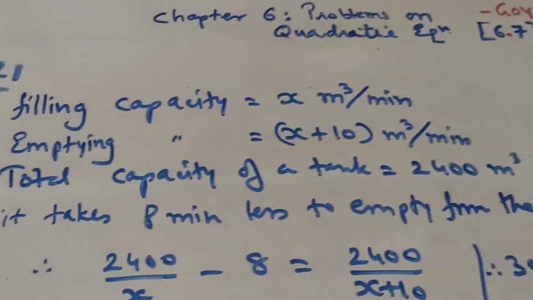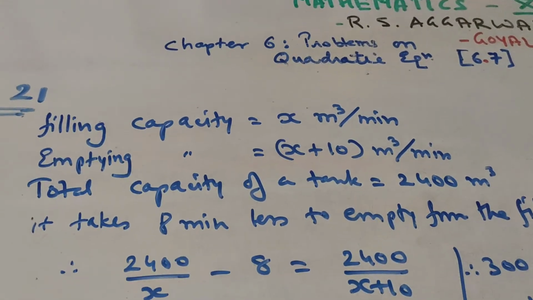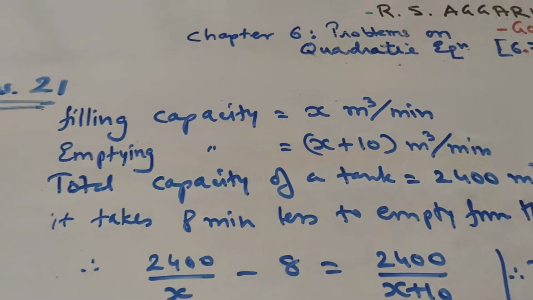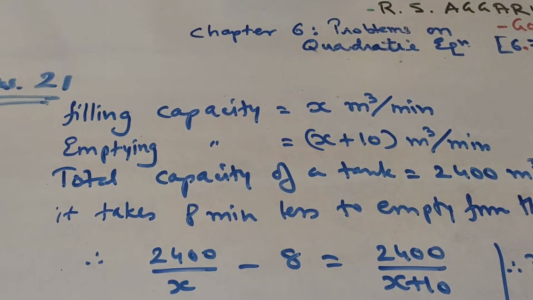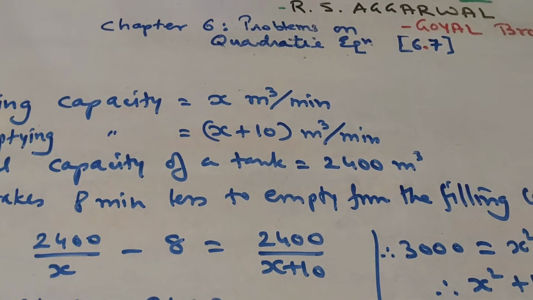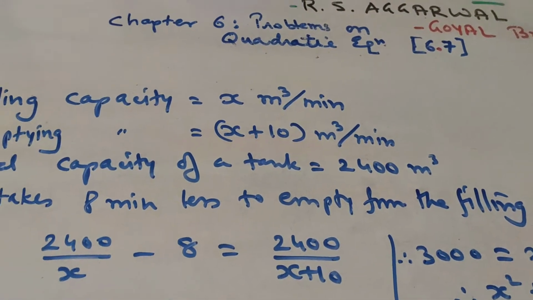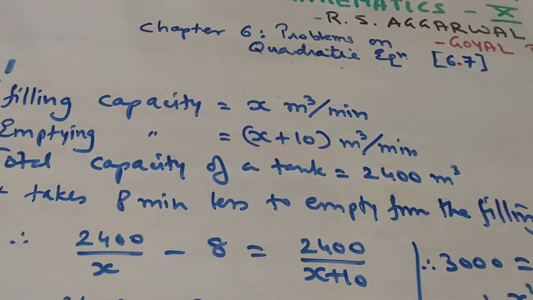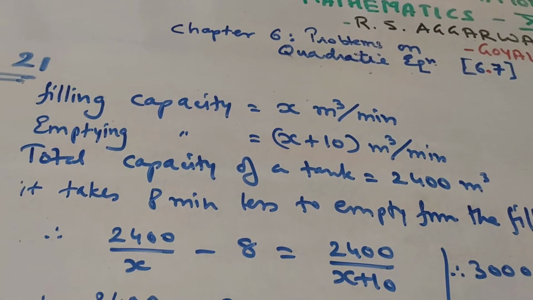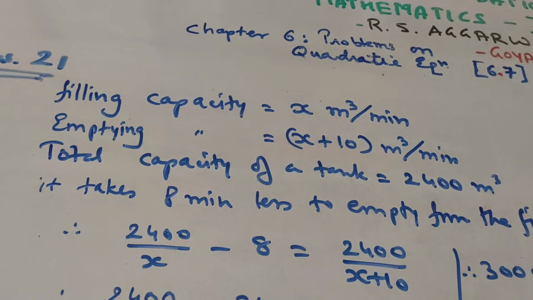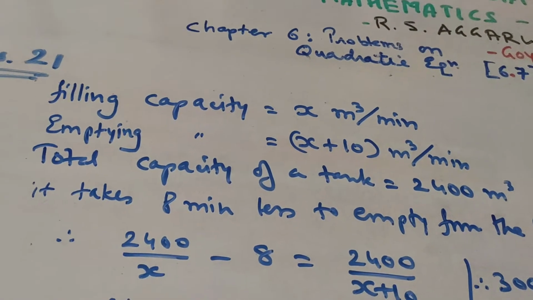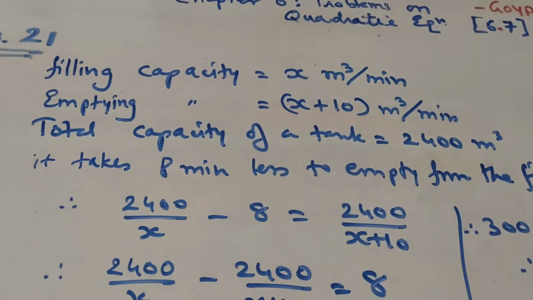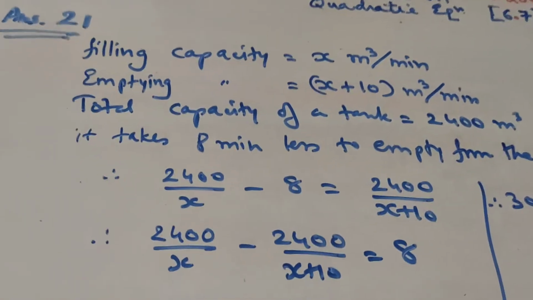Total capacity of the tank is 2400 meter cube. So when it is time for emptying, it takes 8 minutes less from the filling capacity. So filling capacity is more than the emptying capacity. So what is filling capacity? Filling capacity is 2400 upon x, and how much time it takes? It takes less, that is minus 8 is equal to 2400 upon x plus 10.